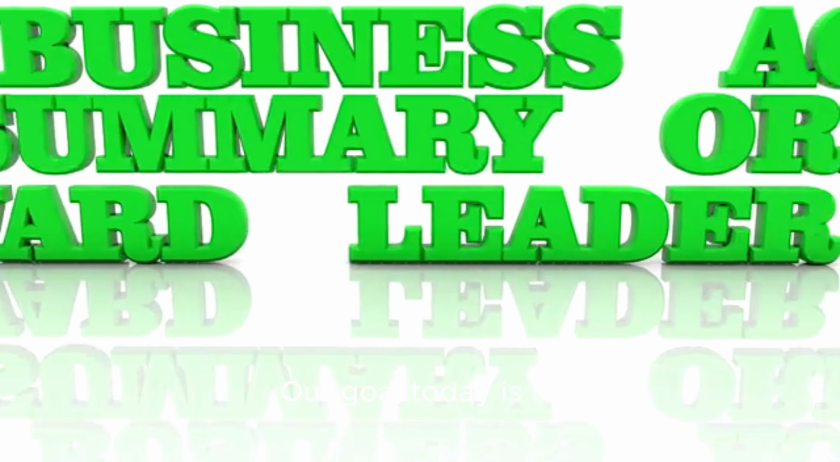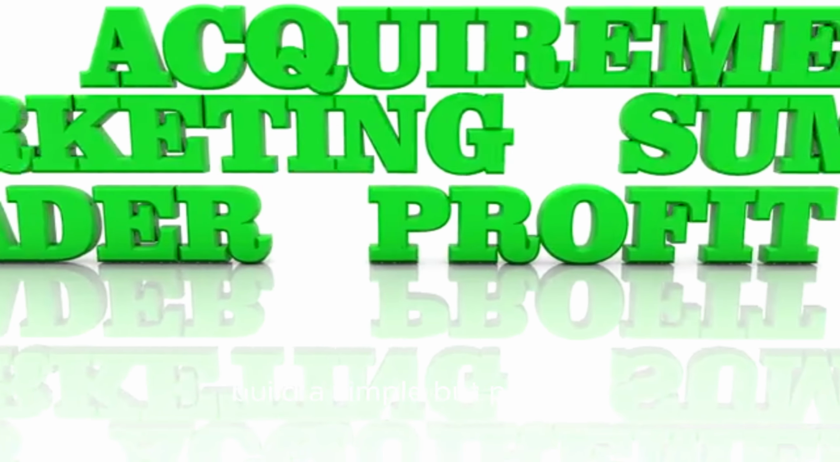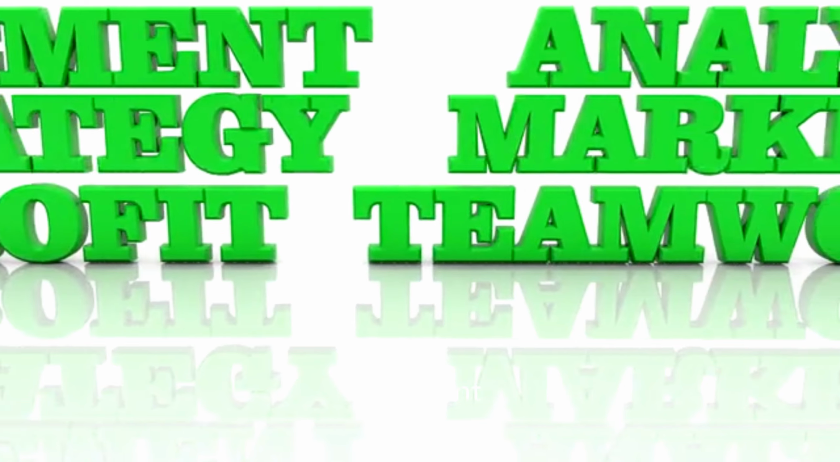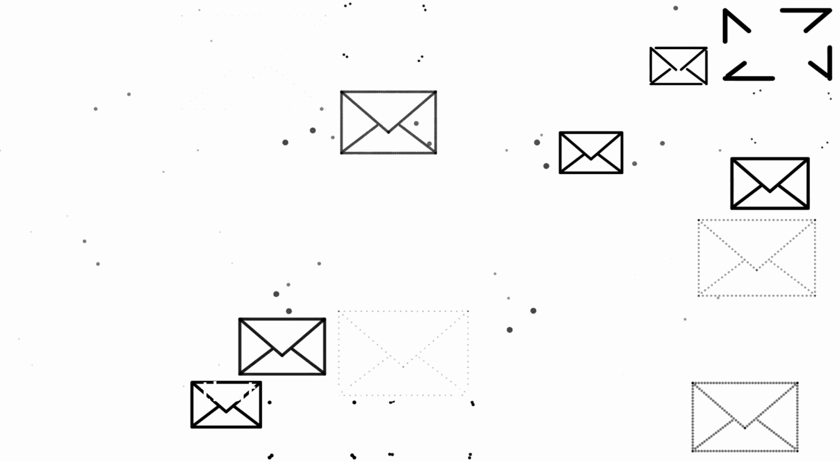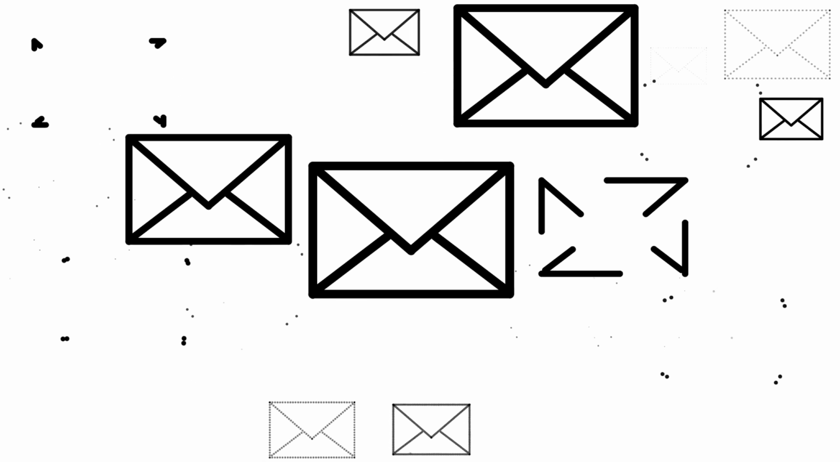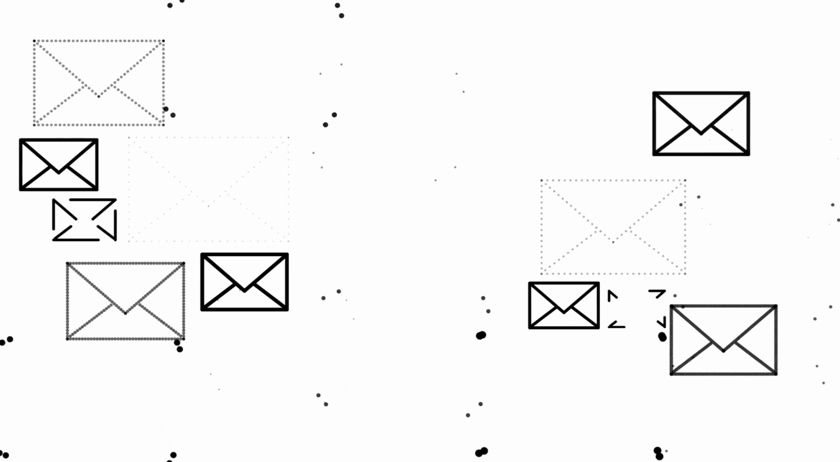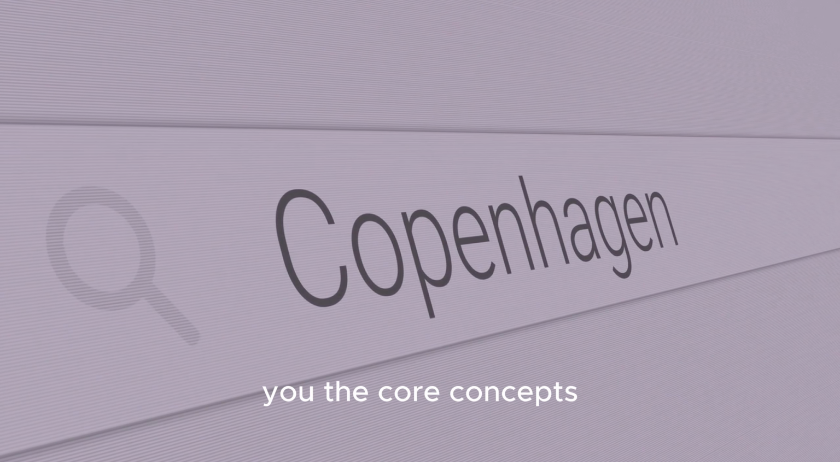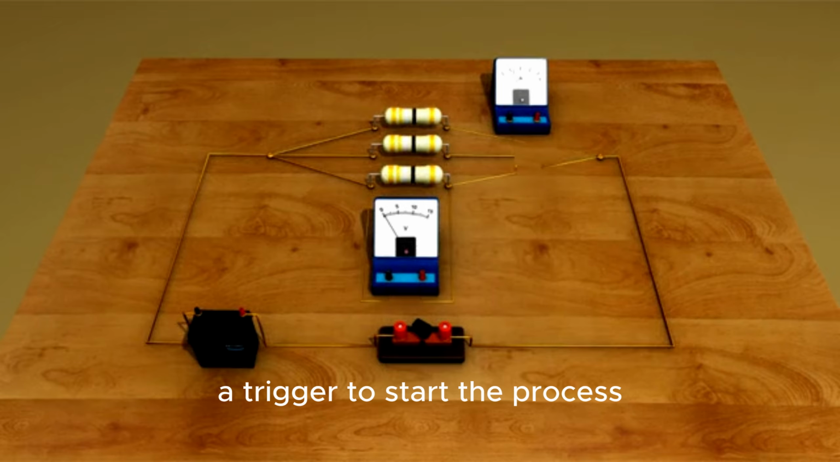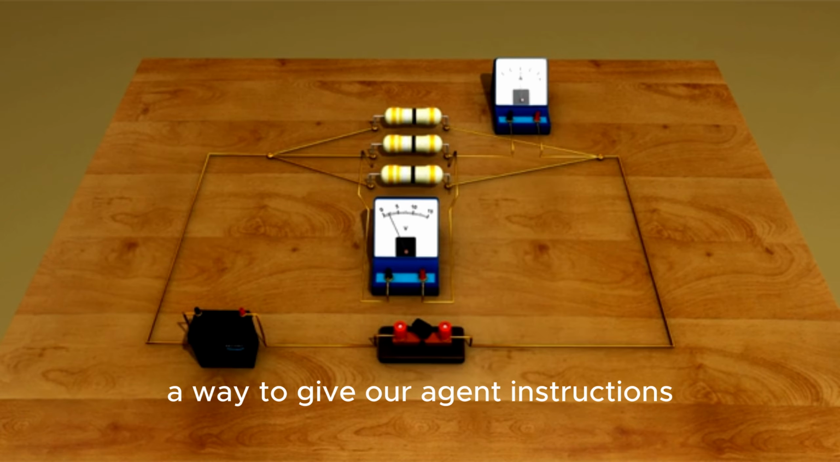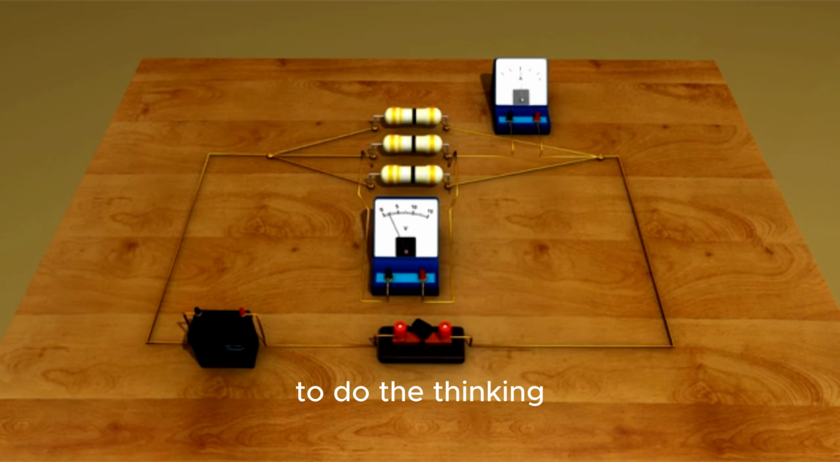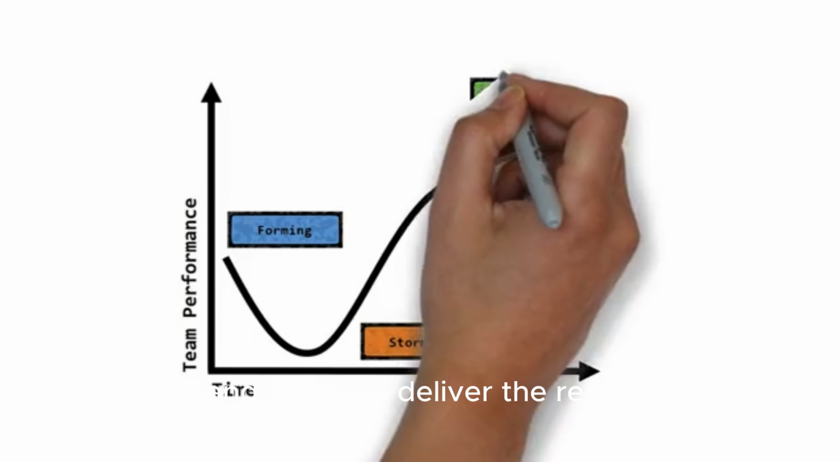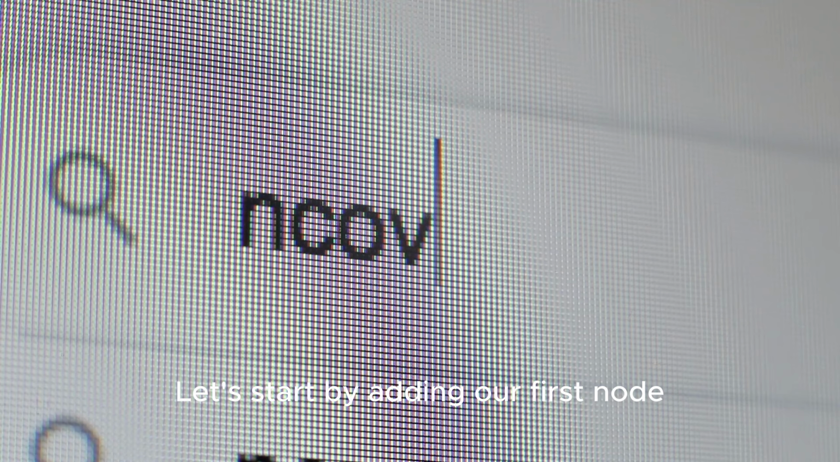Our goal today is to build a simple but practical AI agent. Let's create an agent that can research a topic for us, summarize the findings, and then send that summary to us via email. This is a perfect example to show you the core concepts. We'll need a few key components. A trigger to start the process. A way to give our agent instructions, a connection to an AI model to do the thinking, and a way to deliver the result. Let's start by adding our first node.